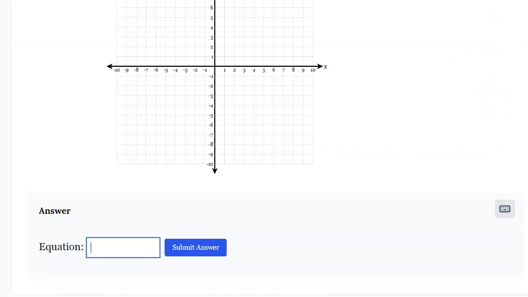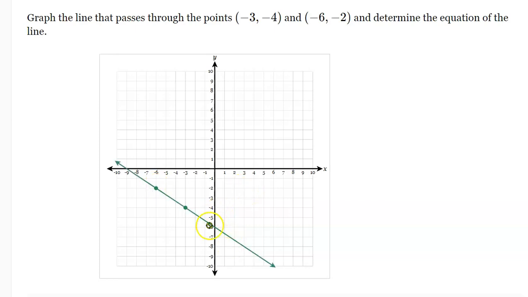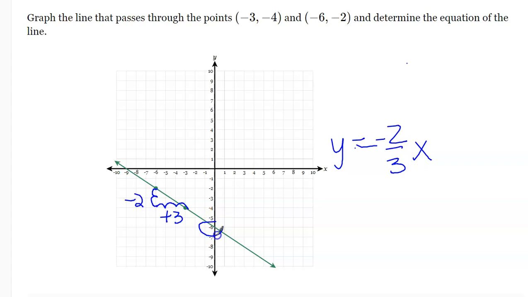One more time. First, plot the points, negative 3, negative 4, negative 6, negative 2. You'll see the y-intercept, and then you can count the slope. So it looks like my slope is negative this time. My run is positive. So I'm going to have y equals negative 2/3 x. And it looks like my y-intercept is negative 6, so I'll put minus 6. Y equals negative 2/3 x, minus 6.